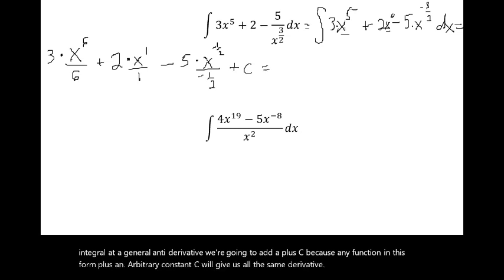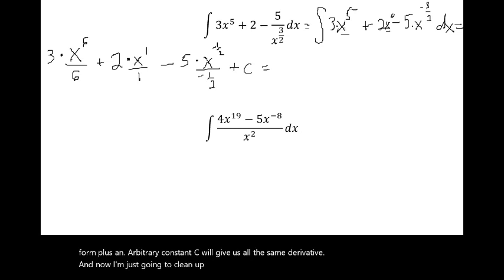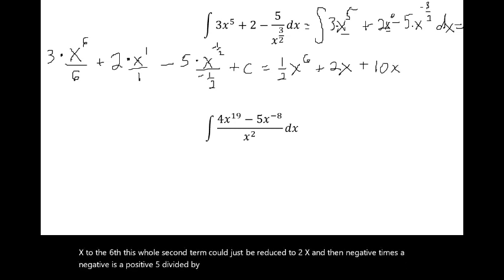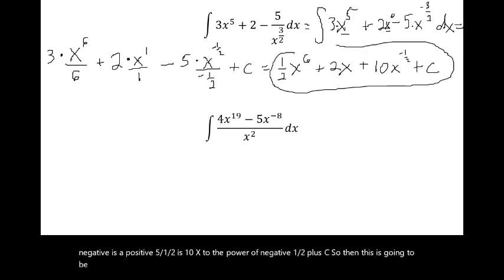And now I'm just going to clean up my constants. So 3 over 6 can simplify to 1/2 x to the 6th. This whole second term can just be reduced to 2x. And then negative times a negative is a positive. 5 divided by 1/2 is 10 x to the power of -1/2 plus c. So then this is going to be your final answer. That is going to be your antiderivative, your family of functions that all give the same derivative.